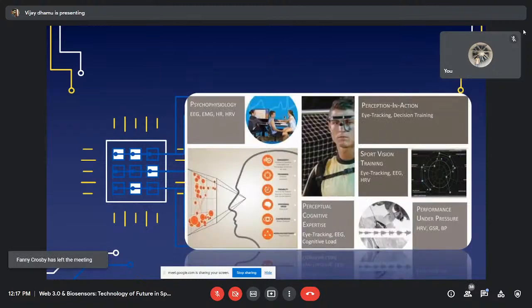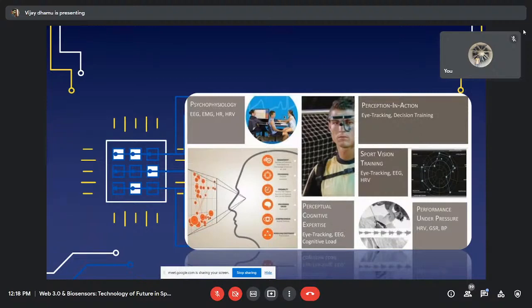Here, I have segmented the sensors based on the applications. For psychophysiology, we can use EEG, EMG, HR, which is nothing but heart rate, and HRV, which is heart rate variability. It's different from ECG. These sensors are used, and for perceptual and cognitive studies, we use eye tracking, EEG, and GSR as well. GSR is galvanic skin response.